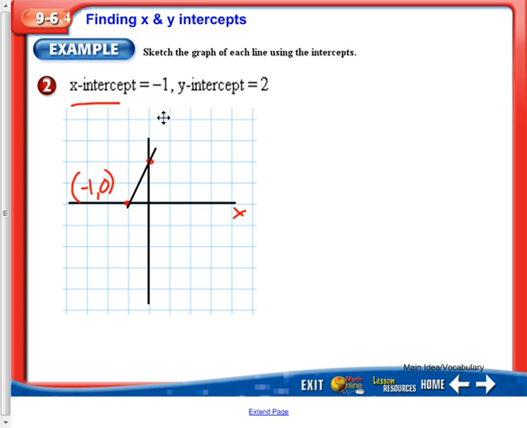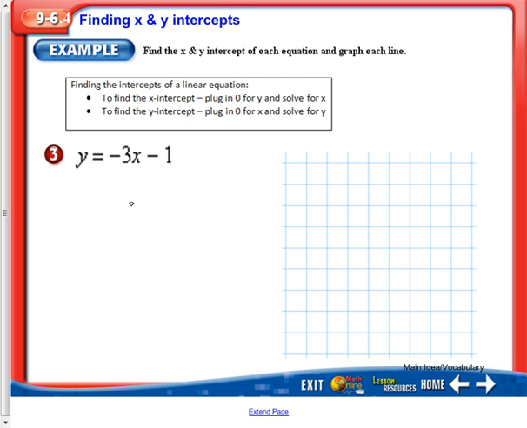Just like for the y-intercept, it's 0, 2. We don't have to say the y-intercept is 0, 2 because when you tell me it's the y-intercept, I assume that the x value is 0. Otherwise, it would not be crossing the y-axis if the x value was anything but 0. It has to be 0 in order for it to cross. Just like for the x-axis, the y value has to be 0 in order for it to cross. As simple as that.